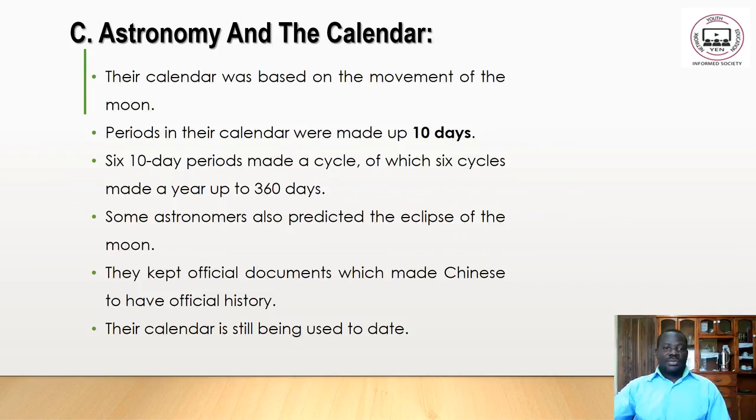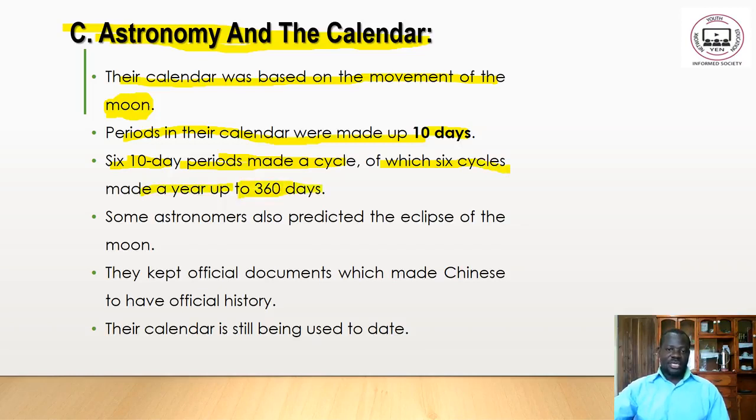Now, astronomy is the other contribution of the Shang dynasty, astronomy and the calendar. Their calendar was based on the movement of the moon. So that is a lunar calendar, just as it was with the Egyptians. Periods in their calendar were made up of 10 days. Six 10-day periods made up a cycle. So like 60 days they were making a cycle, of which six cycles made up a year.